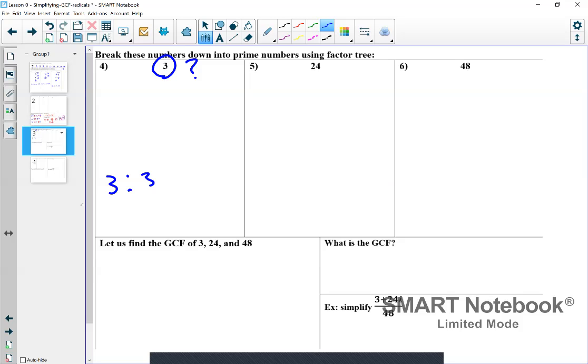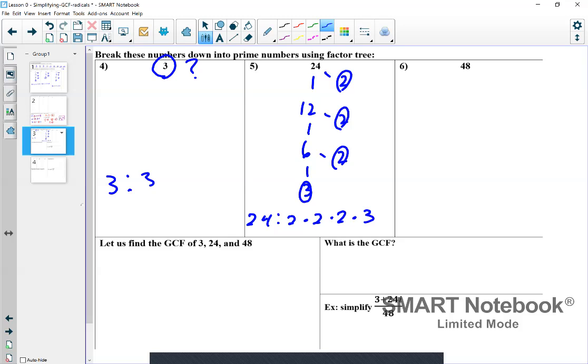Let's try the next one, 24. Let's break down the 24. So 24 divided by 2 is 12. We can divide that 12 by 2, which gives us a 6. And we can divide 6 by 2, which gives us a 3, which is a final prime. And we're done. So 24 is made up of 2 times 2 times 2 times 3.